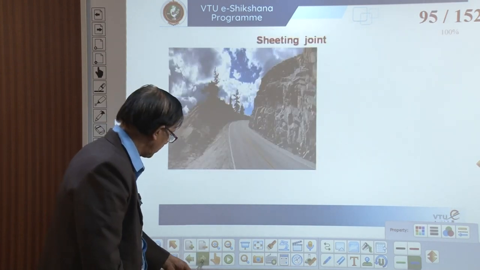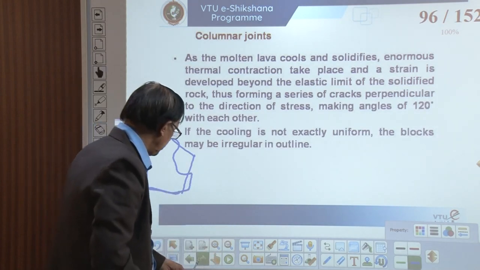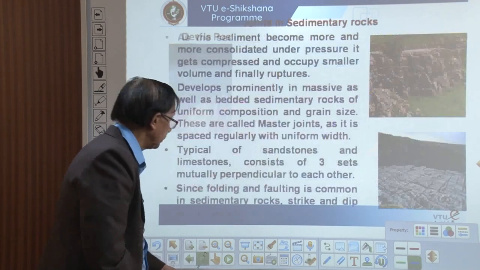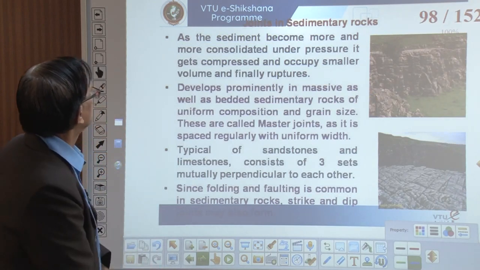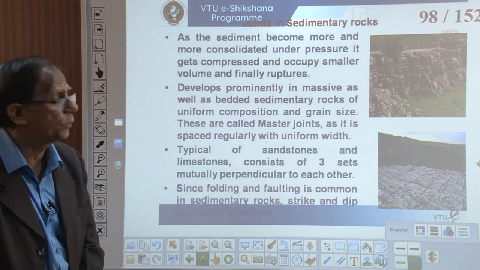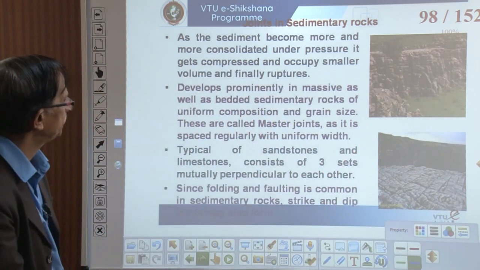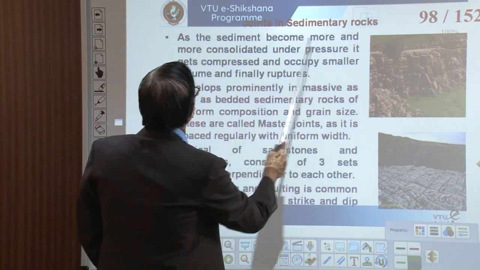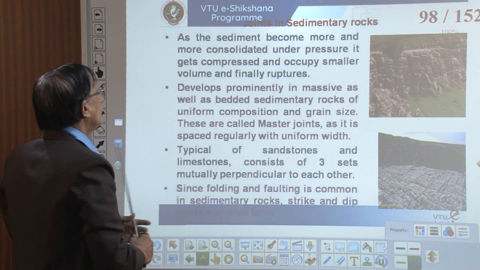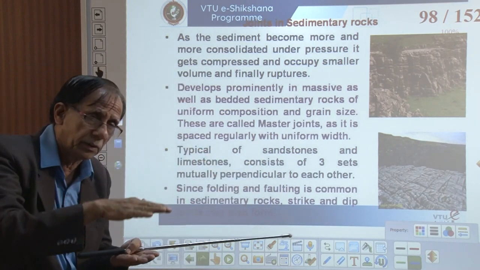Now, if the cooling is not exactly uniform, a zigzag pattern takes place. This kind of joint can penetrate to a deeper level, and this is another setup. In Navaltirtha Gorge, you see such beautiful horizontal bedding planes, jointed like this. As the sediment becomes more and more consolidated under pressure, it gets compressed and occupies a smaller volume, and finally, if you press it further, it can rupture.